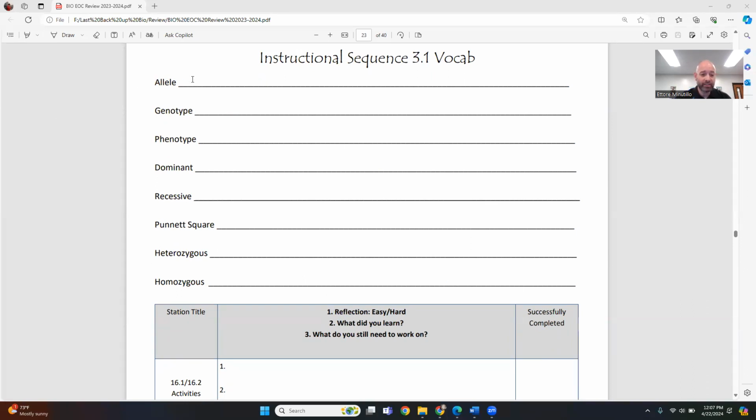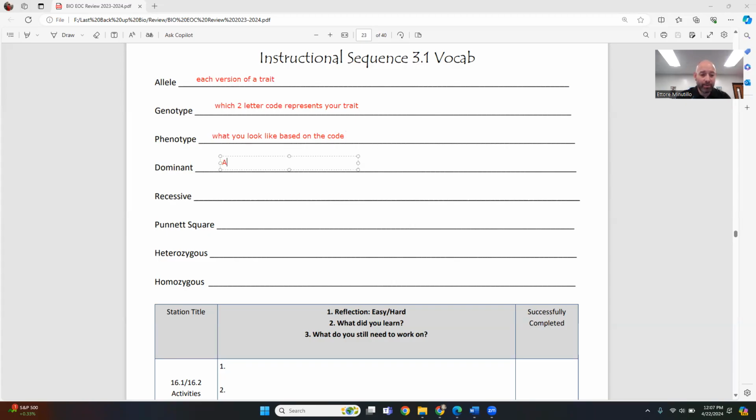So alleles again, each version of a trait. Genotype, which two-letter code represents your trait. Phenotype, what you look like based on the code.